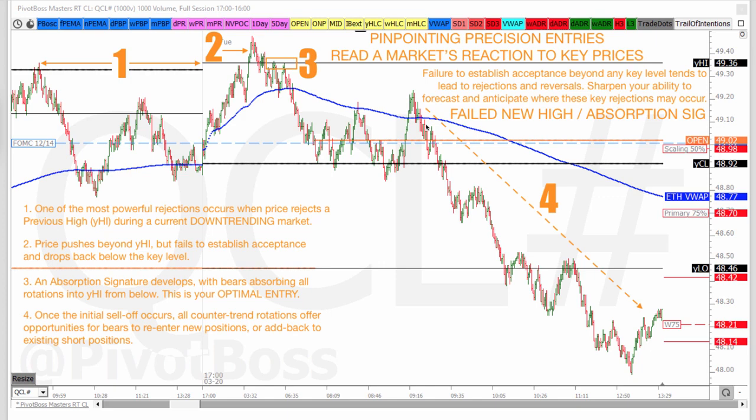Again, a previous high. That's how I was able to forecast and anticipate it. And then once you see the rejection signature, right, the absorption signature, the failed new high, then we know what to do. So again, sharpen that ability to forecast these events, sharpen your ability to read and react to the market's reaction, because when you can do that, then you can pick your entries.